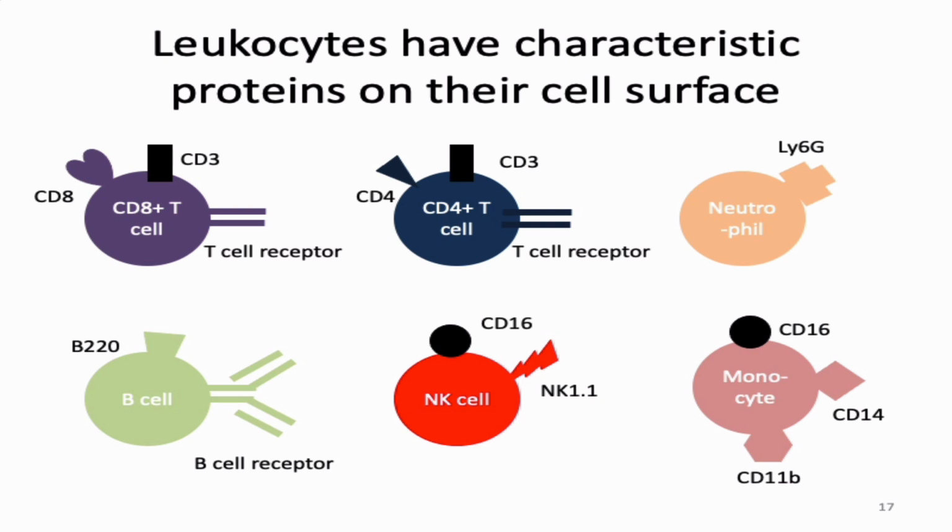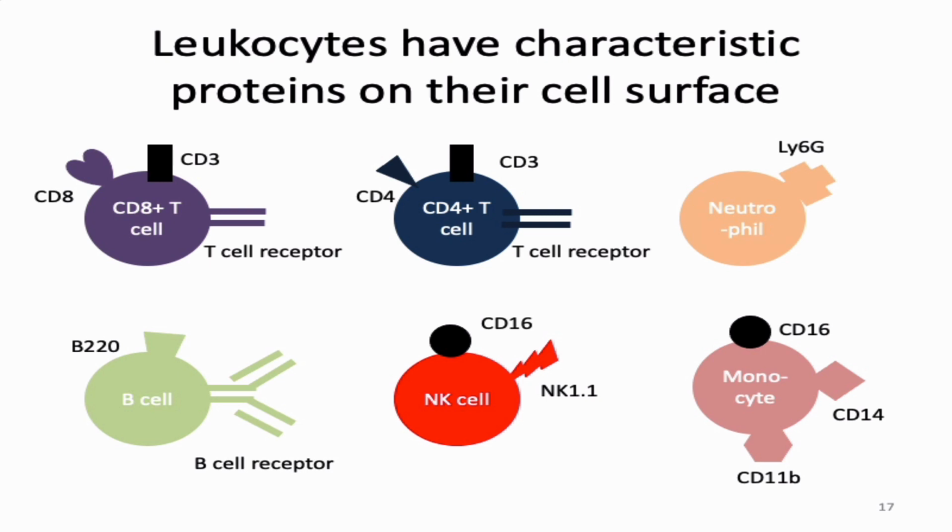So for example, I know that a CD8 positive T cell has CD8 on its surface. I also know that it has something called CD3. I also know that it has a T cell receptor. I know that my CD4 positive T cell has CD4 and CD3 and T cell receptor. I know that my neutrophil has Ly6G. And you can see this general idea of there are specific proteins on each different cell type.